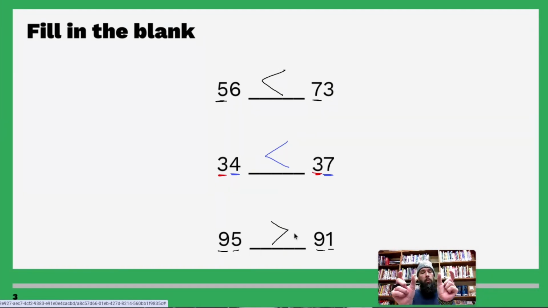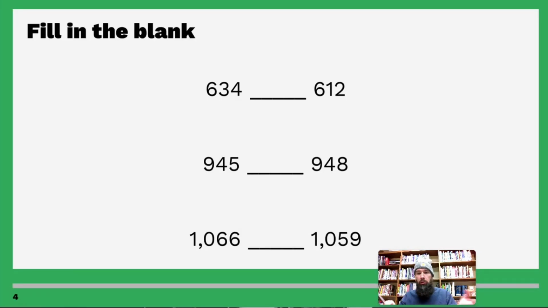So if each number has the same amount of digits, underline the first digit. If one's bigger than the other, eat that one. If they're the same, then move to the next digit, and if one's bigger, eat the bigger one. And then we read it as 56 is less than 73, 34 is less than 37, 95 is greater than 91. There you have it. So, let's do some more.